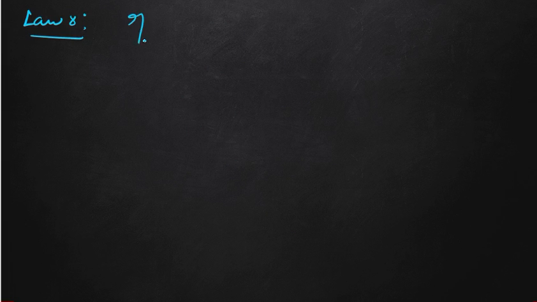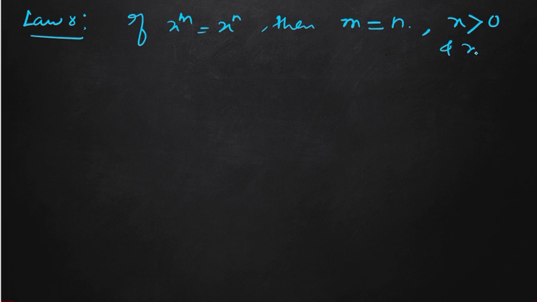Okay. So next we have our last law, that is law 8. That means if x power m equals x power n, the bases are the same and the powers are different, then m must be equal to n. And you have to provide that x must be greater than 0 and x cannot be equal to 1. You have to remember these two conditions. x must be greater than 0, but x cannot be taken as 1.